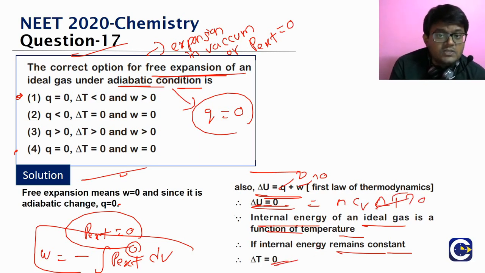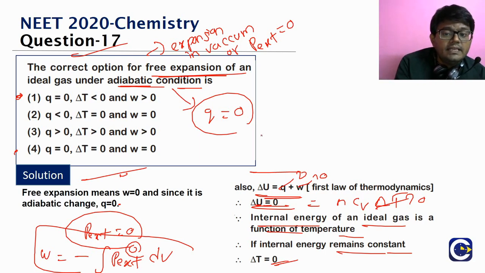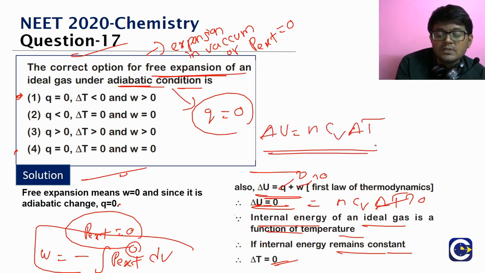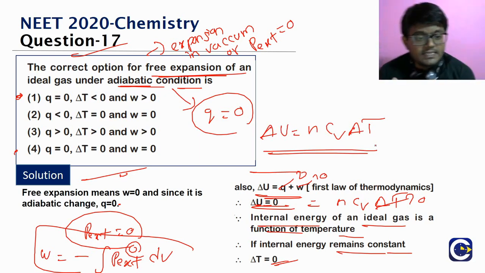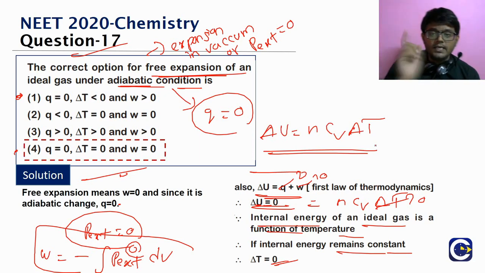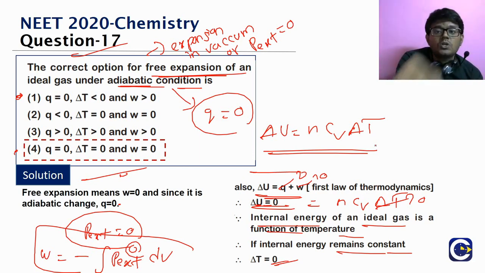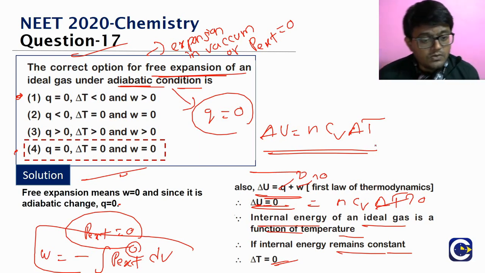Okay, when internal energy is constant, if you're talking about an ideal gas, what is the delta U formula for the ideal gas? Delta U is equal to what? nCv delta T, isn't it? So delta U 0 means delta T also will be 0, which means what is the correct answer? Check it, option 4. Q is 0 because it is adiabatic. W is 0 because it is free expansion. Q 0, W 0 means delta U is also 0. Delta U 0 means what? Because it is an ideal gas we are talking about, delta T also must be equal to 0.